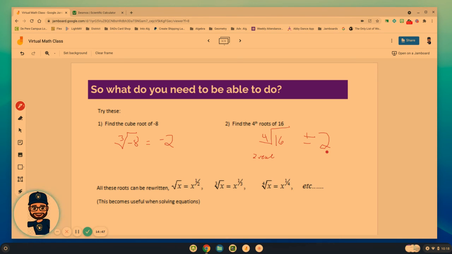And so a lot of what you're going to work on today is trying to focus on when do you get one real root or one negative answer, when do you get those two real roots.